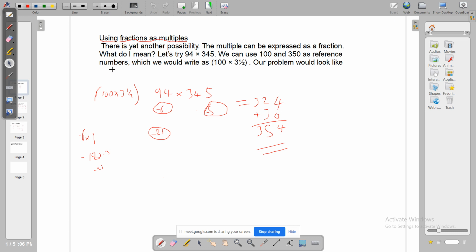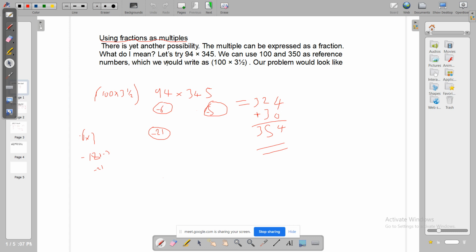Okay, so this is the question that was given to us: 94 times 345. You need to multiply. So we are using two reference numbers. As I explained to you, your main reference number needs to be first, which is for 94. So you know that 100 is the reference number for 94. Then you ask yourself the next reference number for 345, which will be 350 if you check it.